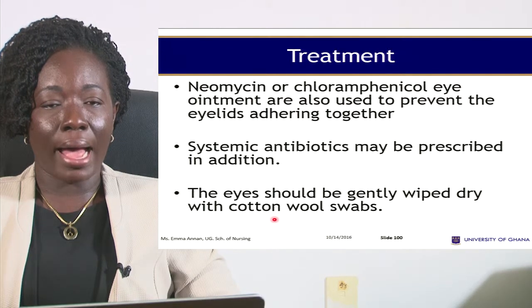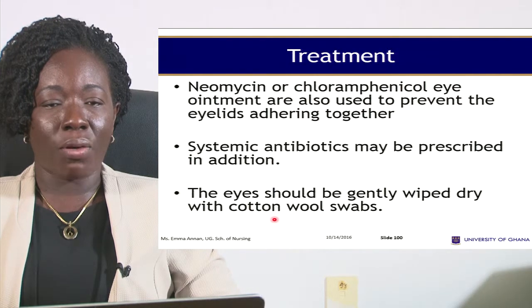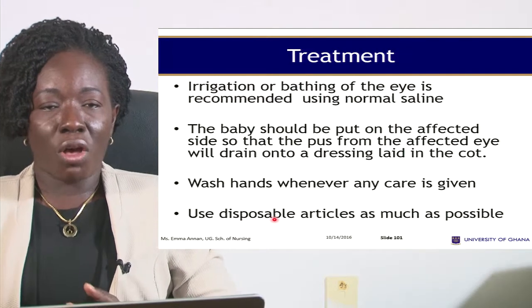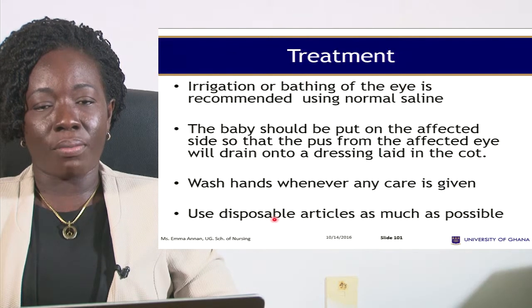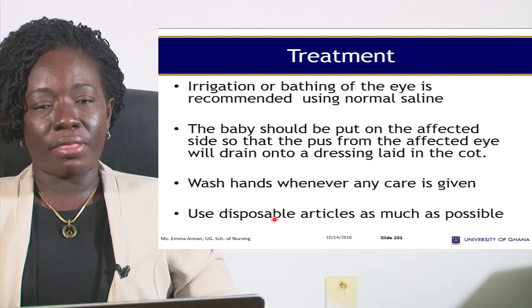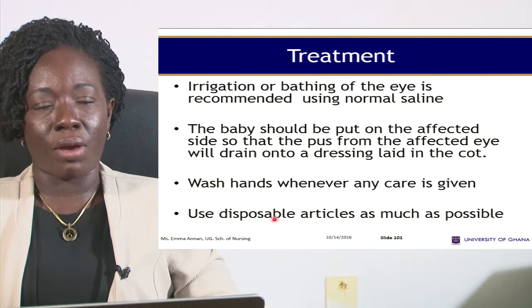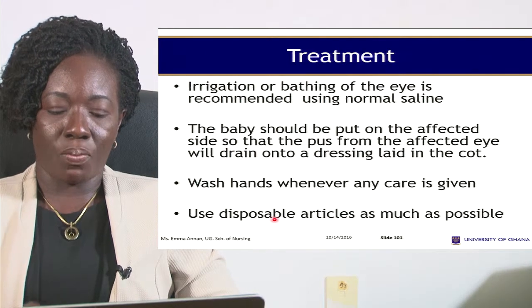Then you can give systemic antibiotics. The eyes can be gently wiped with dry cotton wool swabs. You also need to irrigate the eye with normal saline. Then the baby should be put on the affected side so that the pus from the affected eye will drain into the bed linen. We do that so that we don't infect the other eye if one eye is affected. Then you wash hands whenever any care is given. Then you use disposable articles as much as possible.